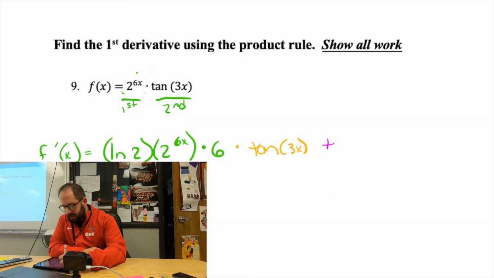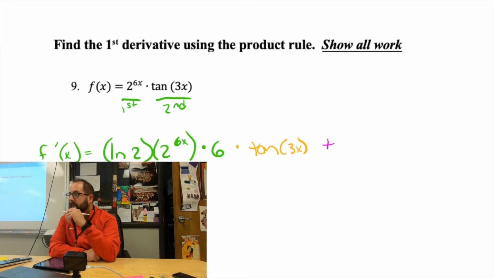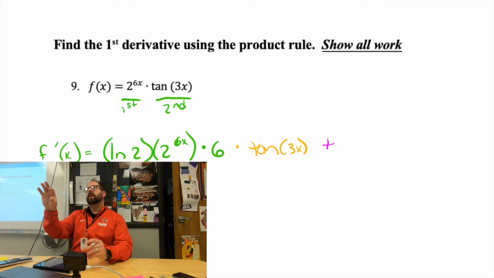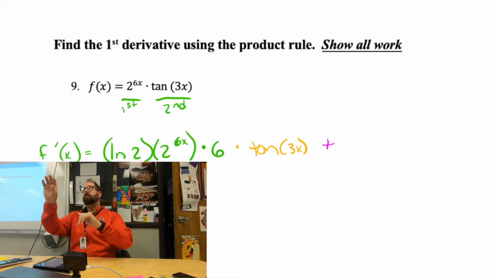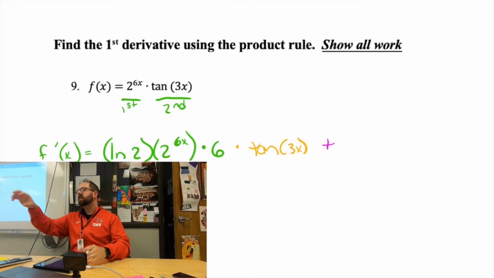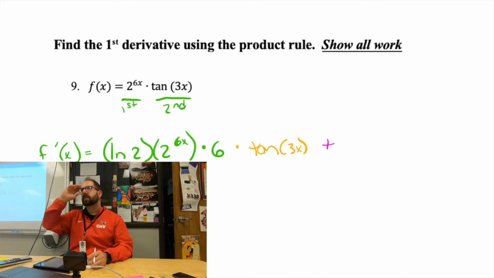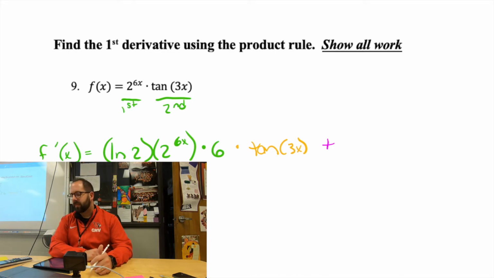Why are we adding, not subtracting? This is the product rule. You only subtract in quotient rule. On product rule, it's the derivative of the first times the second, plus, because it's a product rule, plus the derivative of the second times the first. So instead of top and bottom, it's first and second. Derivative of the first times the second, plus the derivative of the second times the first.